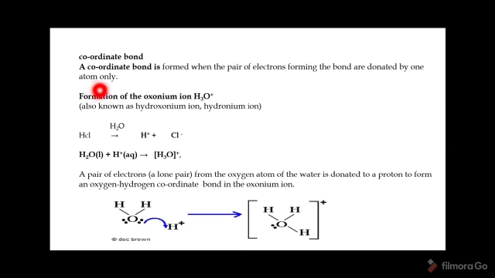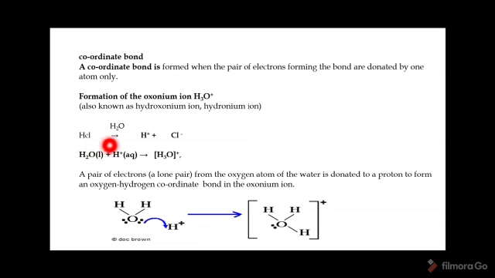Coordinate bond. A coordinate bond is formed when the pair of electrons forming the bond is donated by one atom. So in the case of a covalent bond, both atoms share electrons. In the case of a coordinate bond, when the pair of electrons forming the bond is donated by one atom, the bond formed between these atoms is known as a coordinate bond.